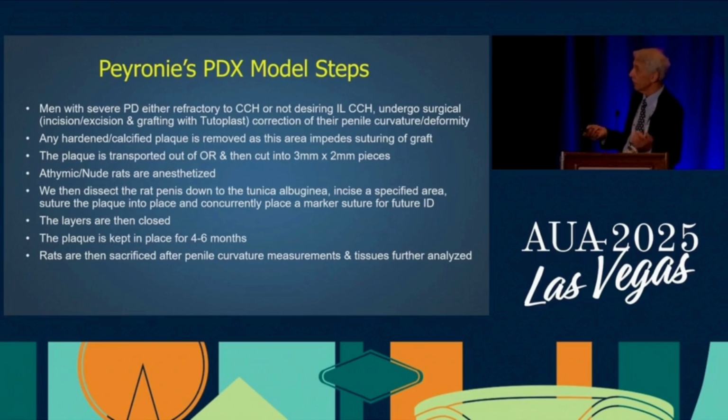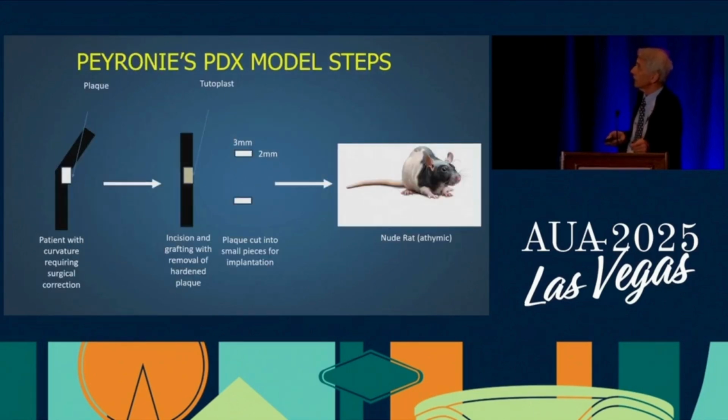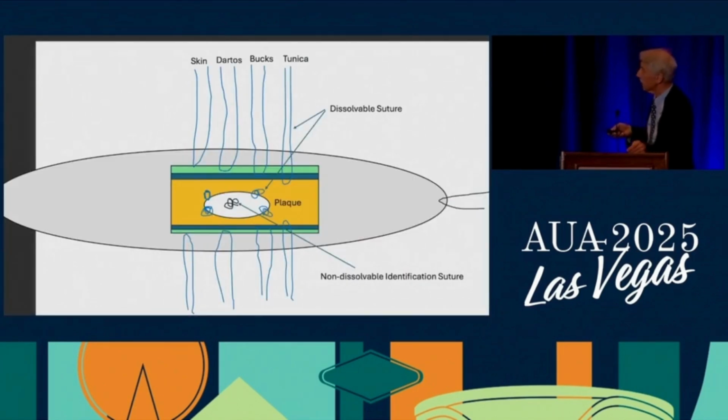These athymic or nude mice were anesthetized. We dissect the rat penis with magnification, and we put the grafts in and follow these. We close this area, and for 4 to 6 months, we follow these animals. So here, on the far left, you can see the actual human picture, the pseudocapsule. We take these little segments and put them into the animal. And this is just a cartoon that demonstrates the plaque. This is the human plaque that's actually live at the time. We sew this in and we put a non-dissolvable identification suture to know where this is.